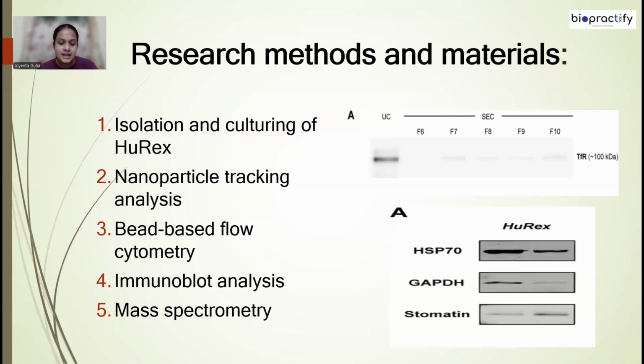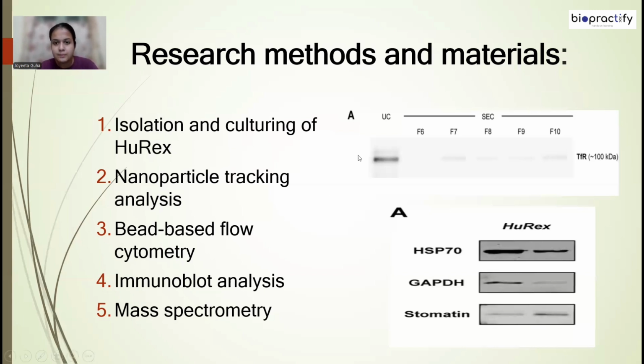Immunoblot analysis and mass spectrometry, both of these methods are used for the characterization and isolation of the proteins present in the exosomes. So basically the NTA, or the nanoparticle tracking analysis, is used for the determination of the size and concentration of exosomes. Various immunoblot analysis and mass spectrometry is used for the same, but for the proteins present in the exosomes.